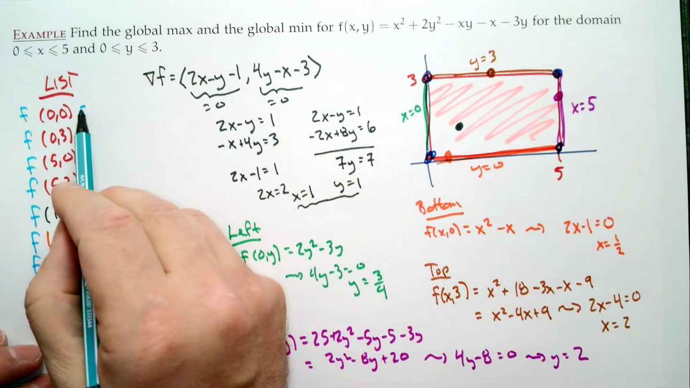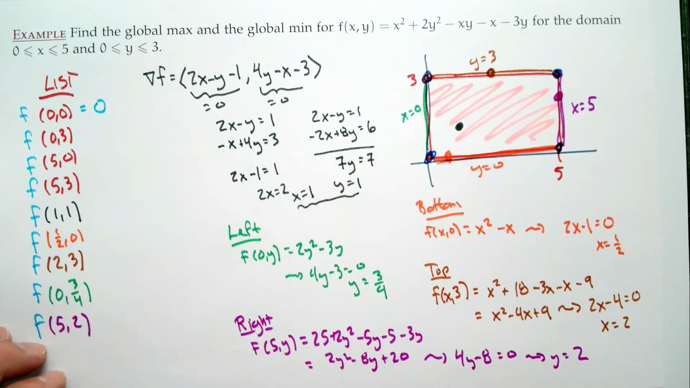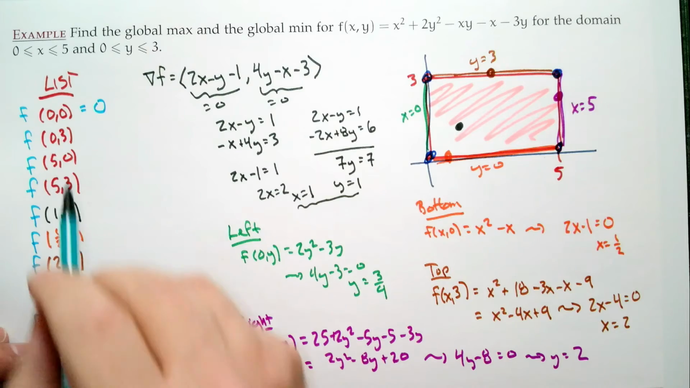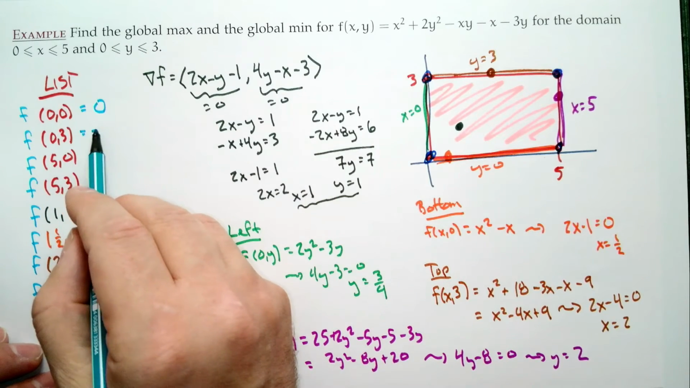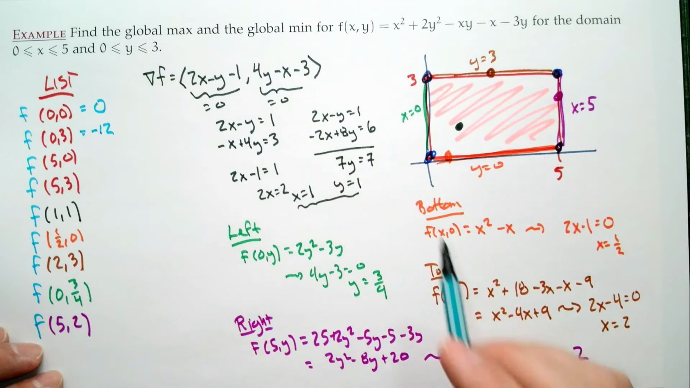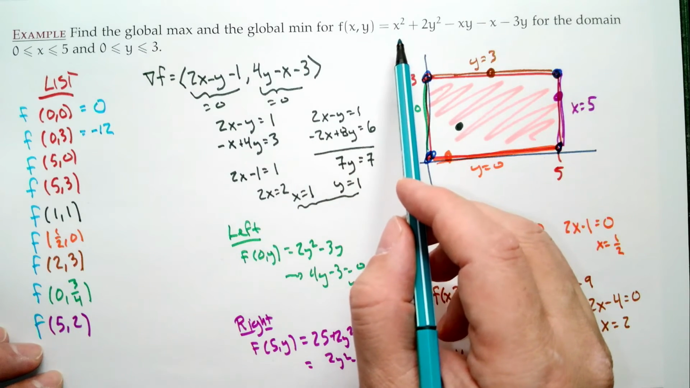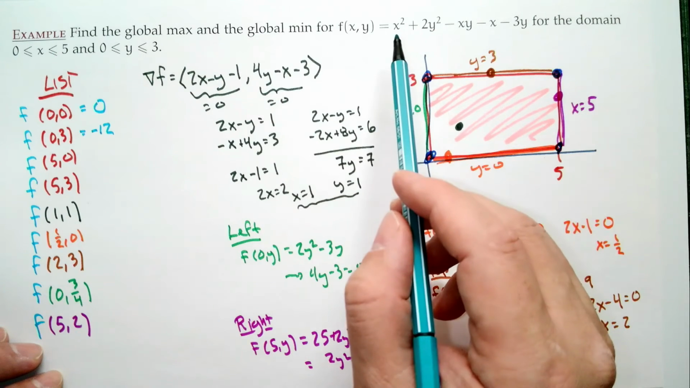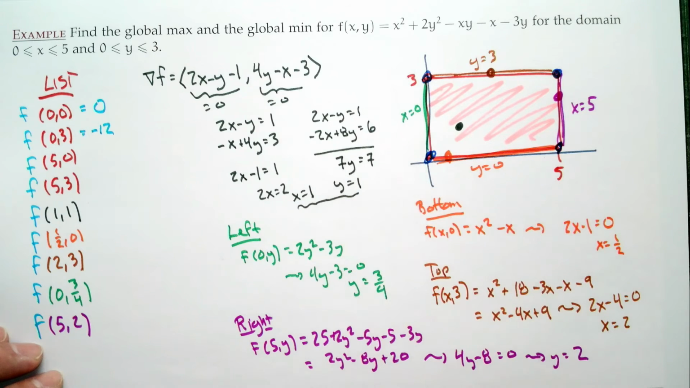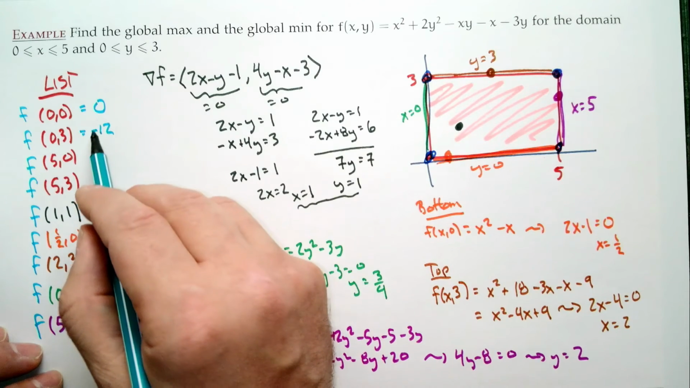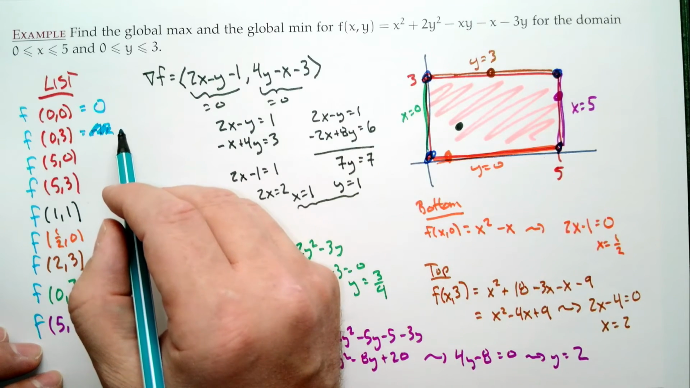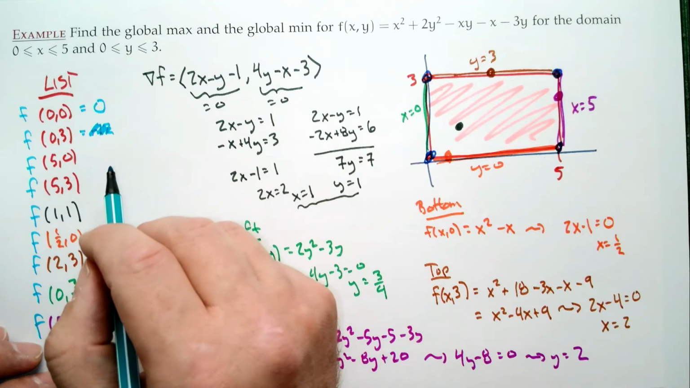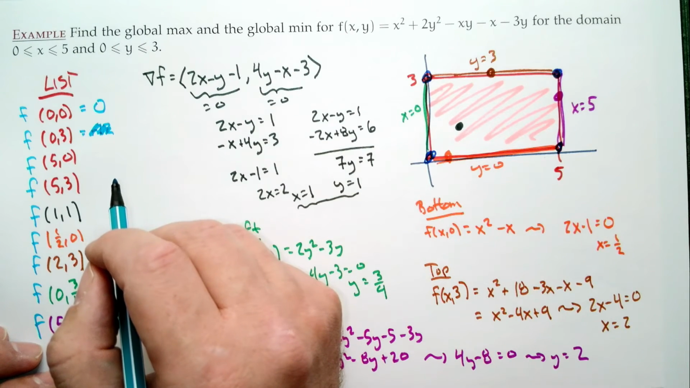For example, f of 0, 0 is 0. That one's not so bad. 0, comma 3, well, that'll be negative 12. Now, how do you get that? Well, you just plug in x equals 0, y equals 3. Did I do that right? 18 minus 9 is 9. Oh, yeah. Sorry. This is not negative 12. Sorry. Double check. 9? No, I think it's 6.